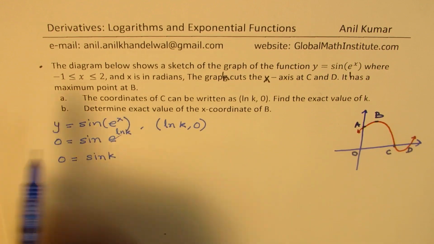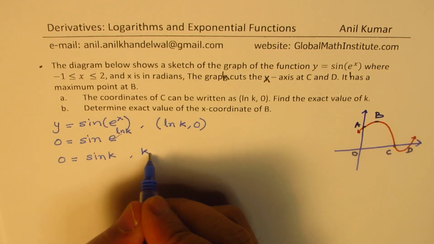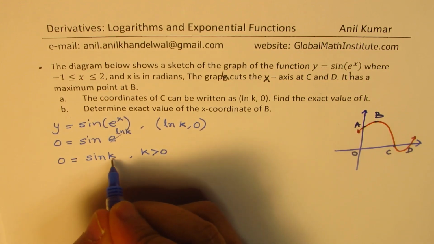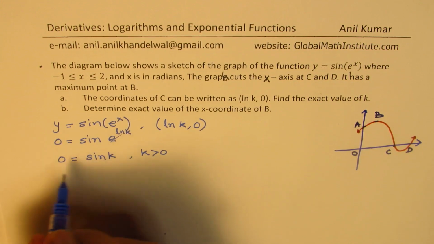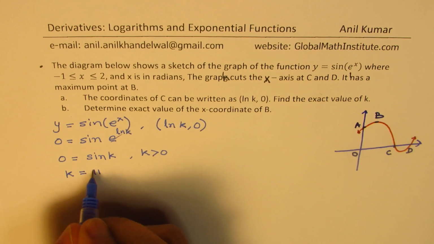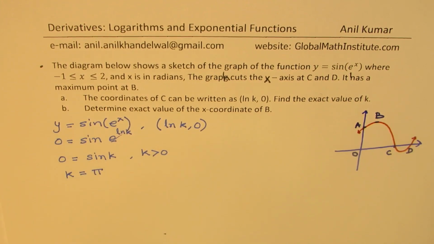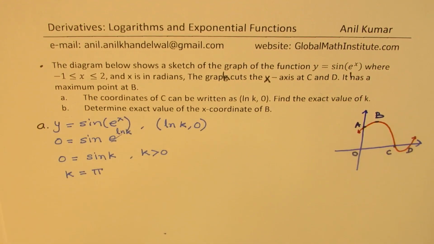Now, since we know that ln k has to be defined, we know k is greater than 0, right? It cannot be 0. So the value of k could be pi. So we can take the value of k as equal to pi for the given condition. So for part A, the solution is that k is equal to pi.